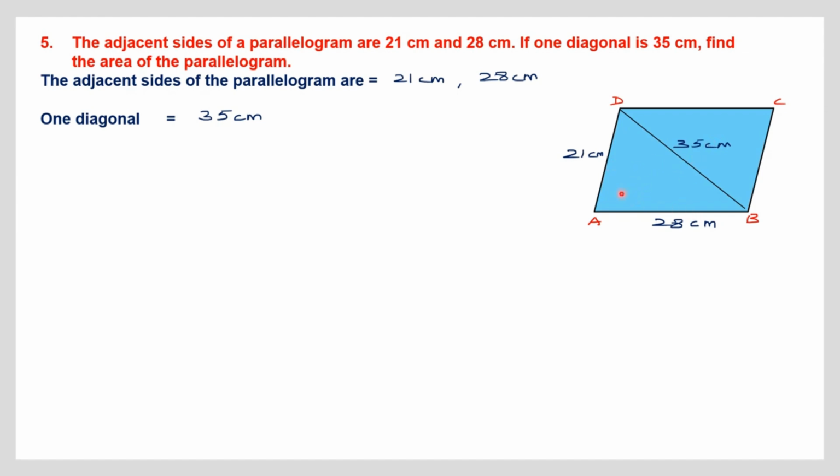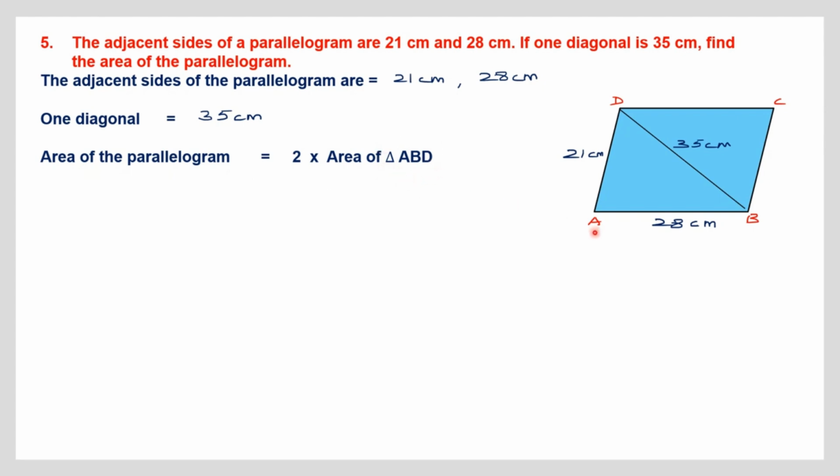Since three sides are given, we can find the area of this triangle using the formula. So the area of the parallelogram will be 2 into the area of triangle ABD. ABD is one triangle. If you find this area and multiply it by 2, you get this triangle also, and so the area of the parallelogram. That means we have to find the area of triangle ABD.